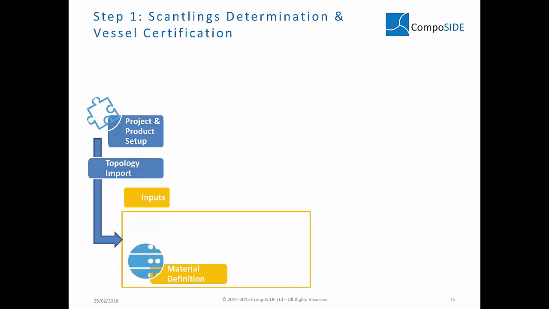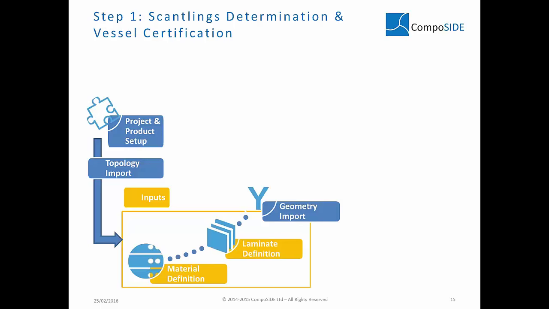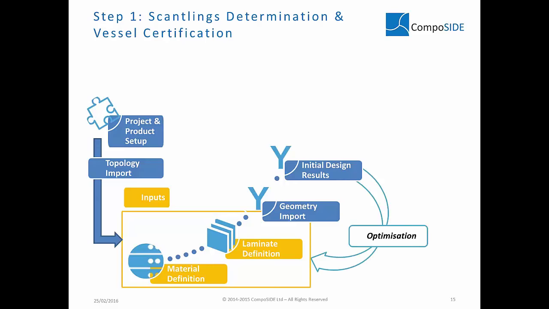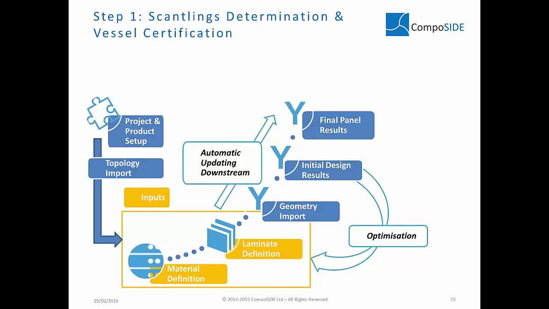We have our inputs. So we've already selected our materials. We've already created our laminates. Then we're going to geometry import. We can either create this manually or import it from CATIA. This is then when we get our initial design results. These are based on ISO guidelines or GL guidelines. And then we have an optimization stage. So this is a very quick loop. CompoSIDE really allows you to make this optimization very efficient. So once we've changed maybe our laminates or our materials, this then automatically updates the data downstream, and then we get our final panel or beam results in YACHTScant. This can then be created, documentation should then be created, so this is bill of materials reports and YACHTScant reports.